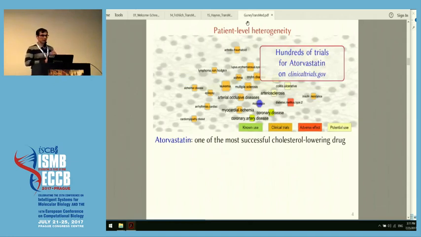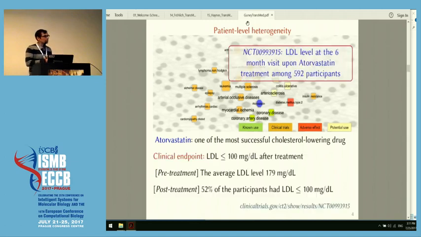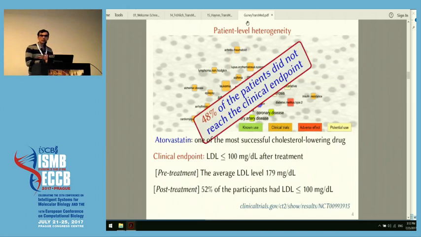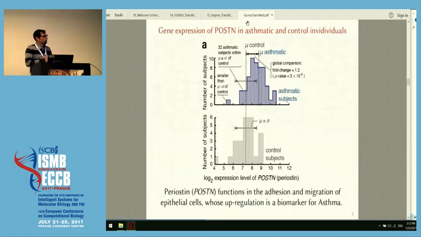If you look, for instance, at atorvastatin, one of the most successful drugs in the field of cardiovascular diseases, there are many clinical trials associated with it. In one of them, they looked at almost 600 patients, treated them with the drug, and after 6 months almost half of the patients did not meet the clinical endpoint, meaning that there is huge patient-level heterogeneity in terms of drug response.